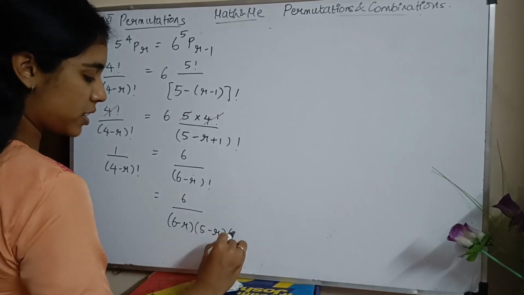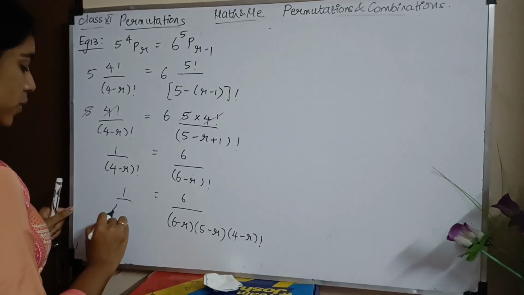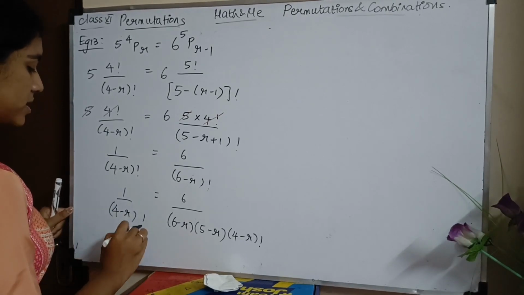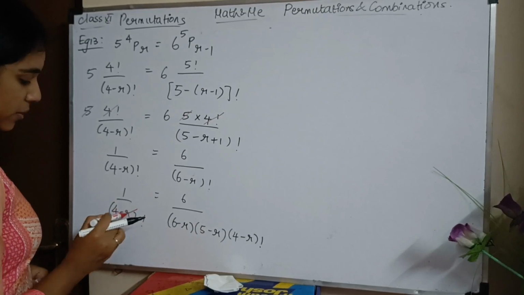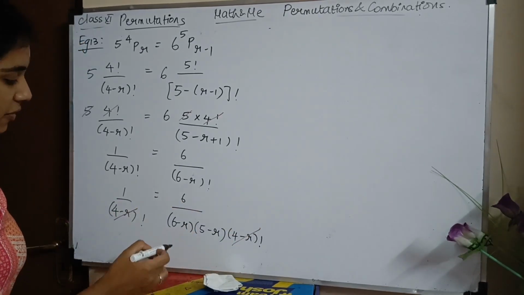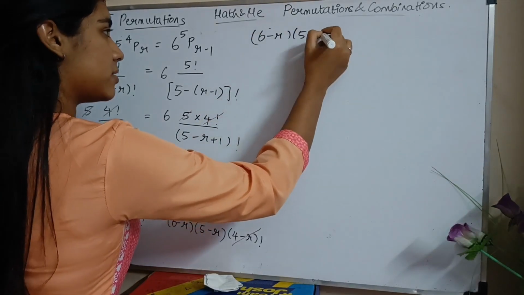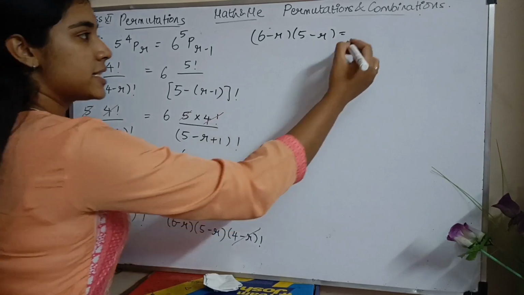Again if I do minus 1, I have 4 minus r the whole factorial. So in the denominator, what do I have? 1 by 4 minus r the whole factorial. So in the denominator, 4 minus r will get cancelled. So what am I left with when I cross multiply? I have 6 minus r times 5 minus r equals 6.